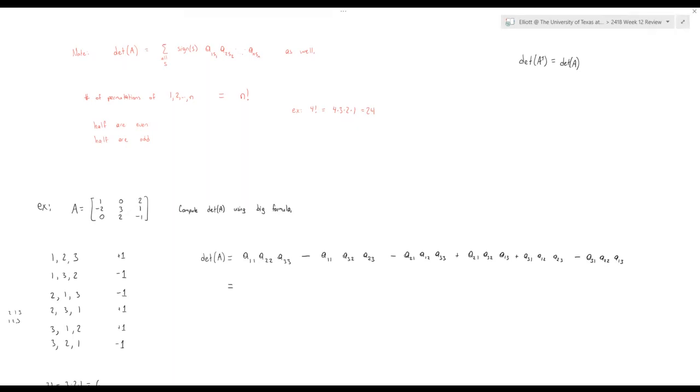All right. Good. So then now we need to take each of these entries from A and multiply them together. So this one multiplies the diagonal entries A11, A22, A33. So it's going to be 1 times 3 times -1 for this.